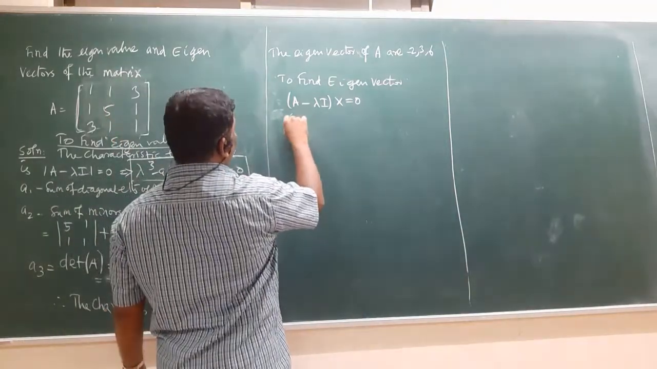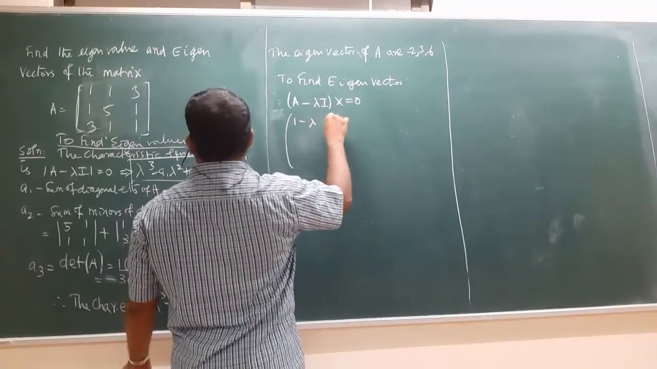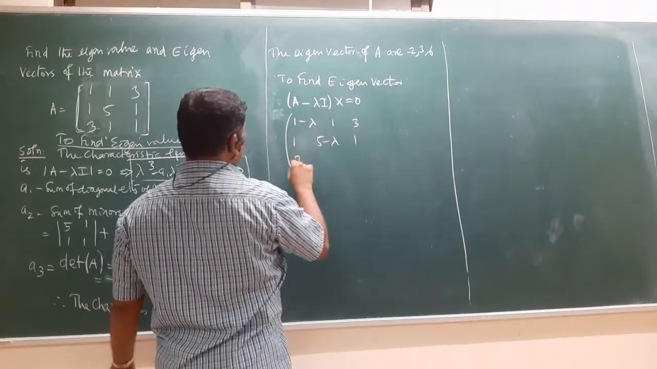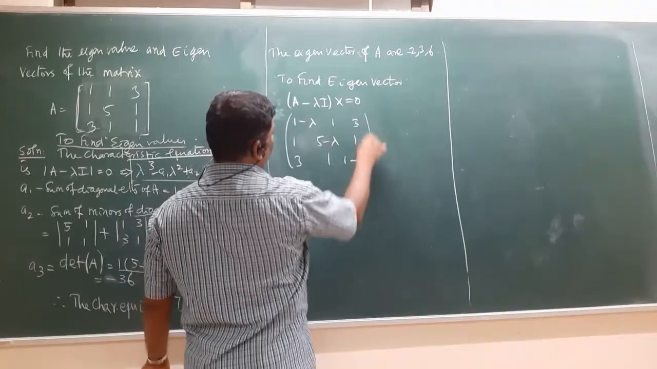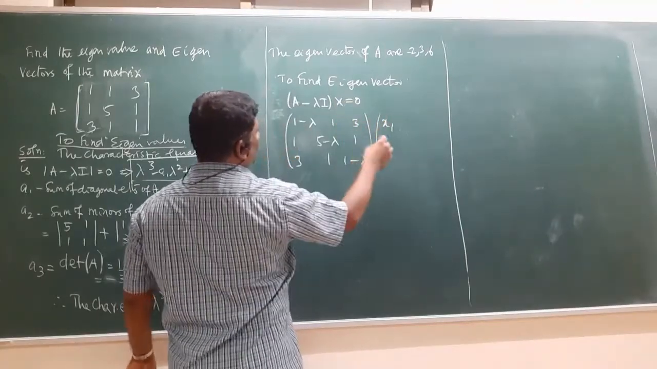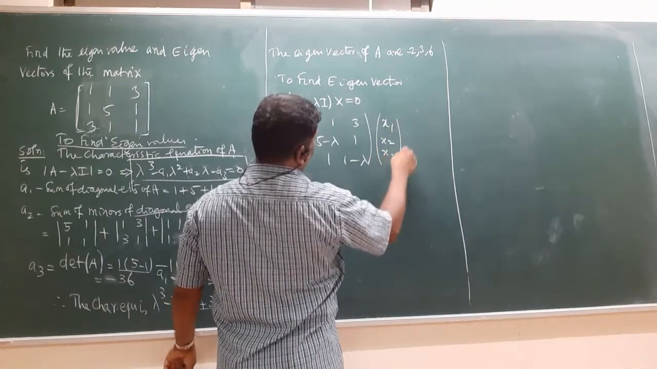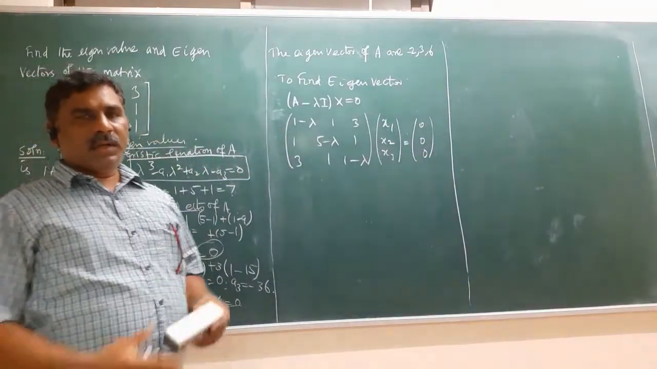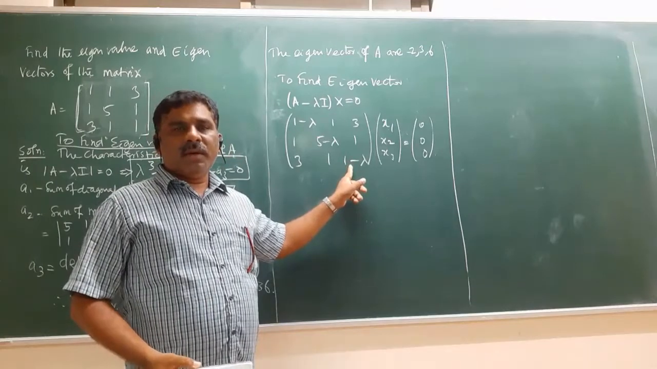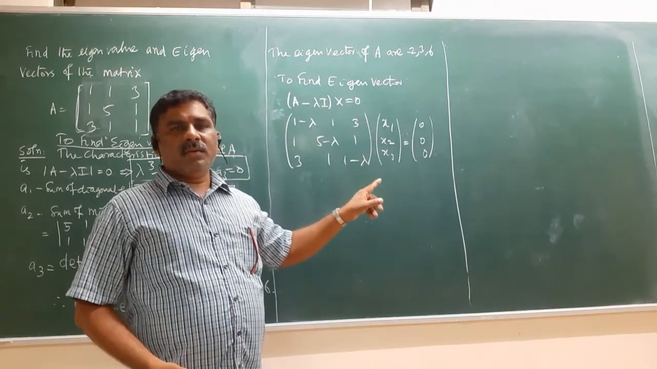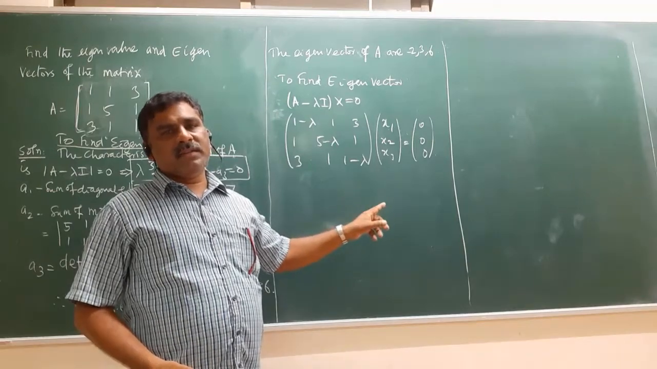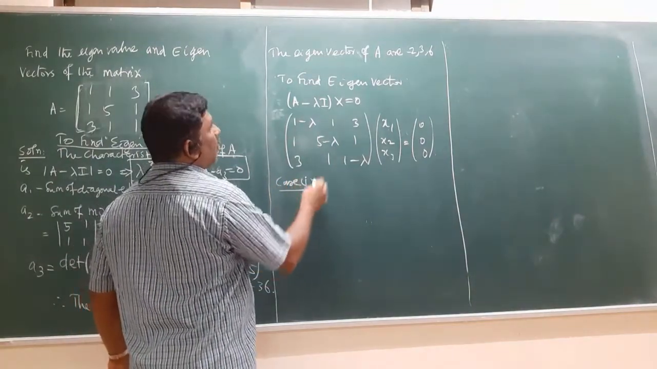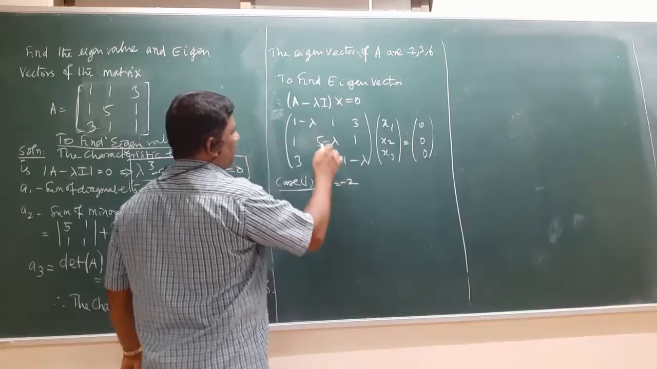The matrix with entries 1 minus lambda, 1, 3; 1, 5 minus lambda, 1; 3, 1, 1 minus lambda, multiplied by X, which for a 3 by 3 matrix has 3 unknowns, is equal to 0. You have to substitute lambda one by one in this equation. We get one set of non-zero column matrix, and that column matrix is known as the eigenvector. Case 1: you have to substitute lambda equal to minus 2 in this equation.